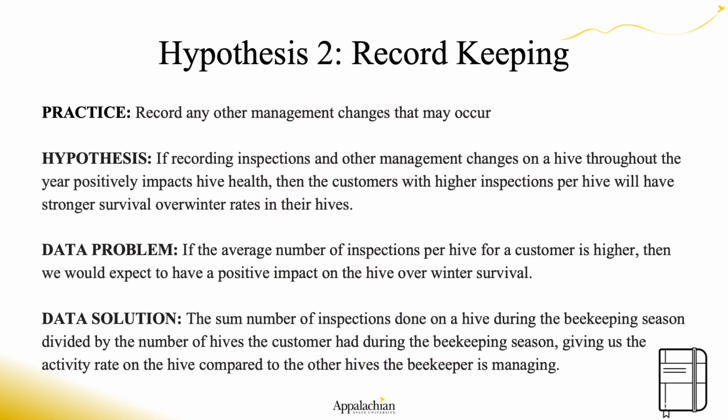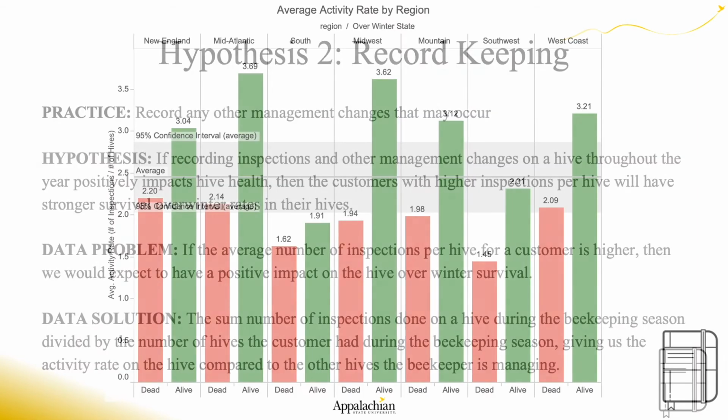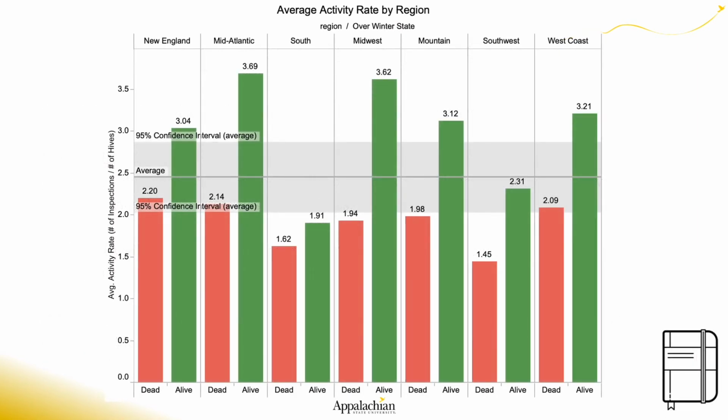For each practice, we broke down the hypothesis, how that would be translated to the data set in the data problem, and how we would code for it in the data solution. For the record-keeping hypothesis, we used the sum number of inspections done on a hive during the beekeeping season divided by the number of hives the customer had during that beekeeping season, giving us the activity rate on that hive. Next, we used a 95% confidence interval of the average activity rate to see the difference between hives that survived and those that died over winter across different regions.